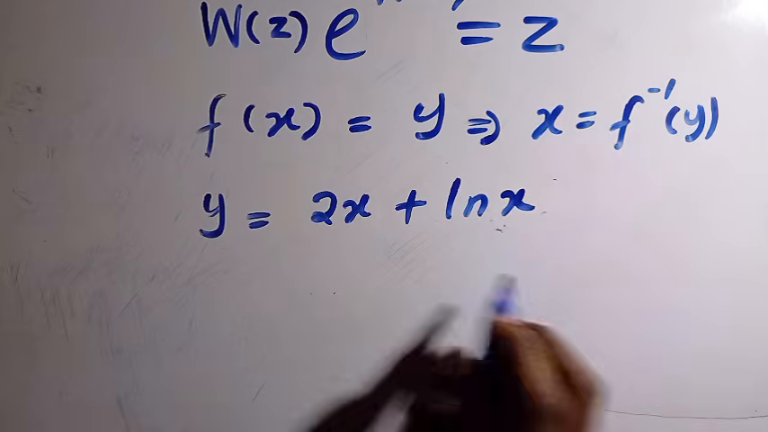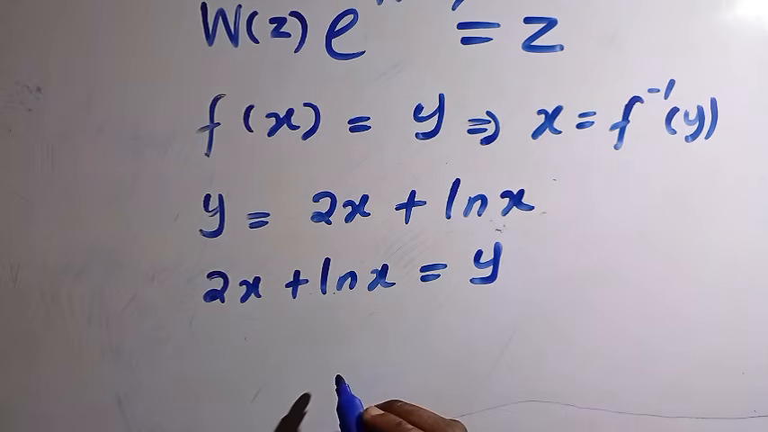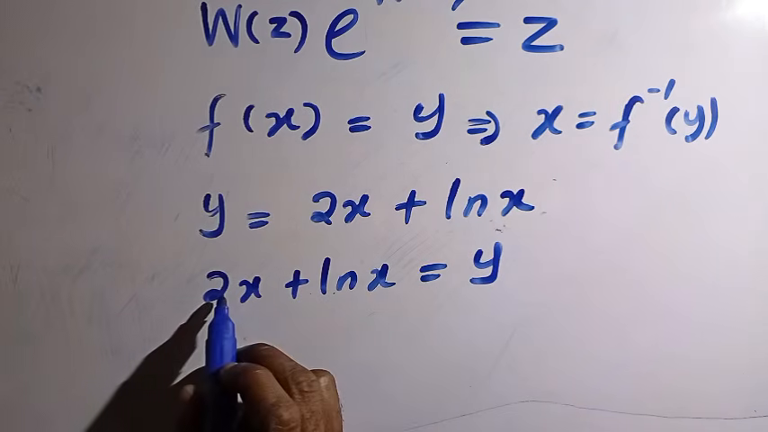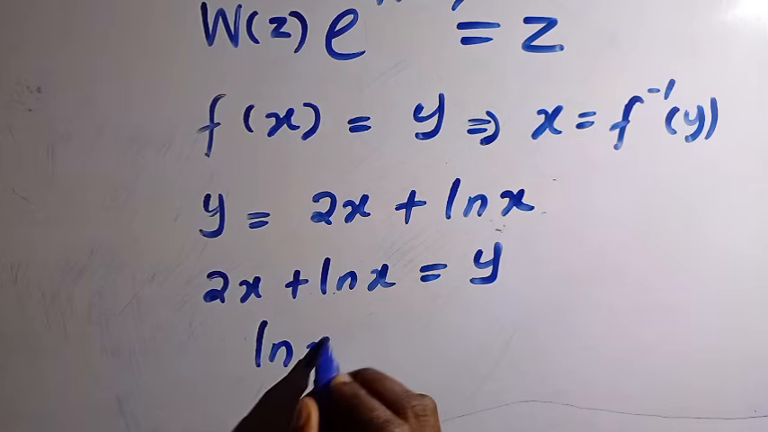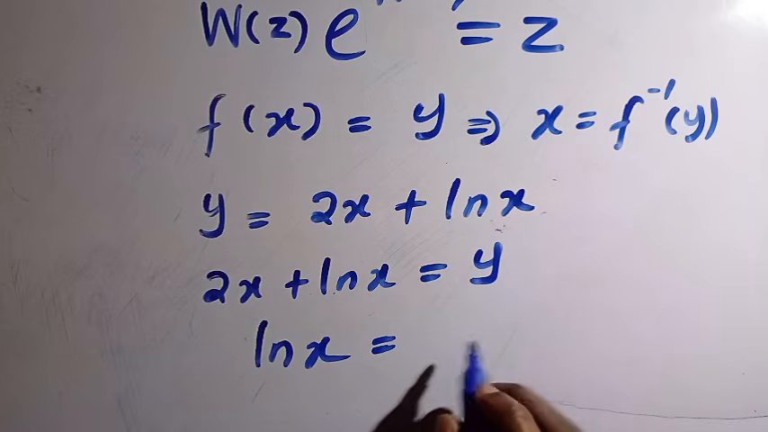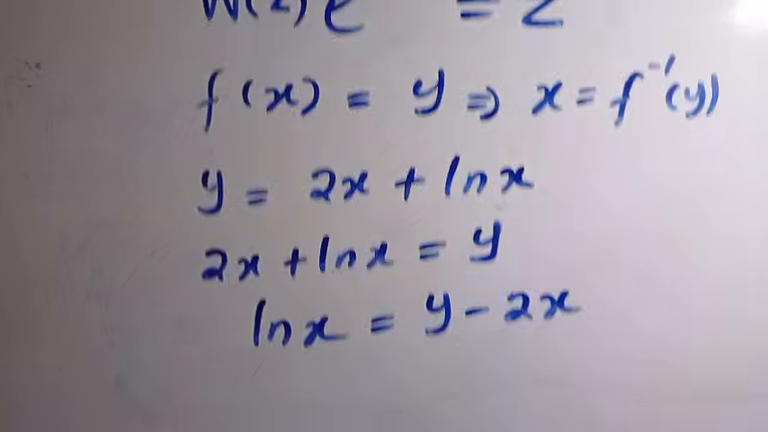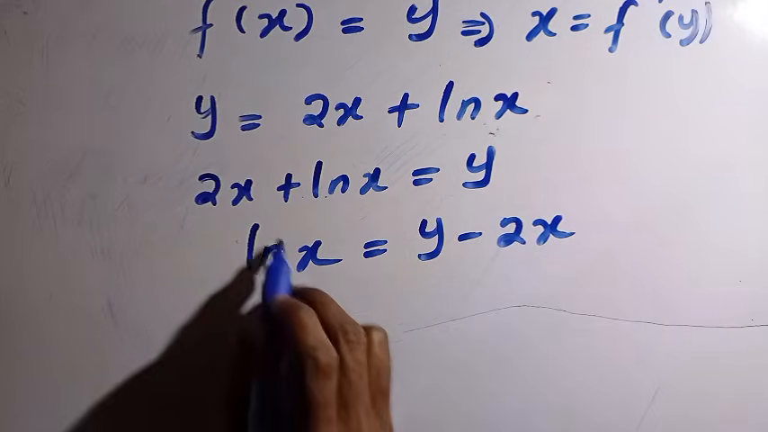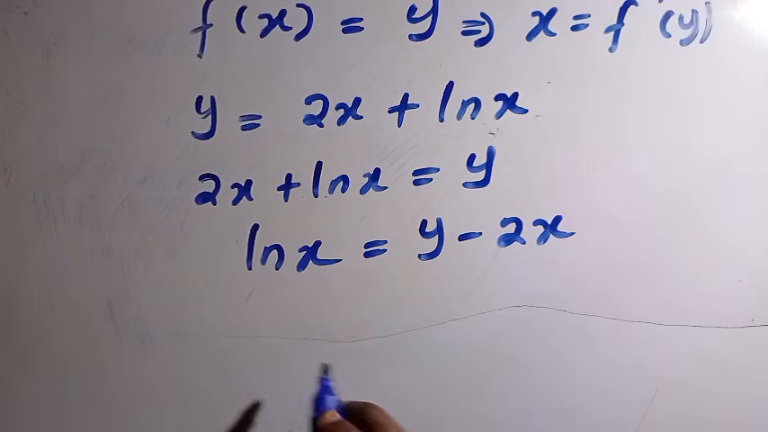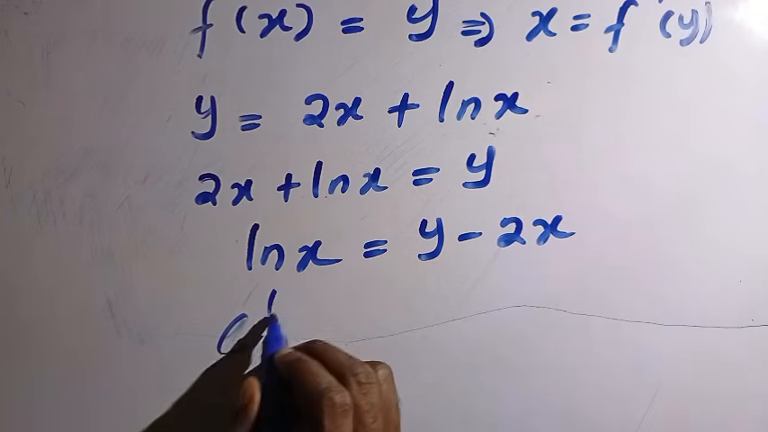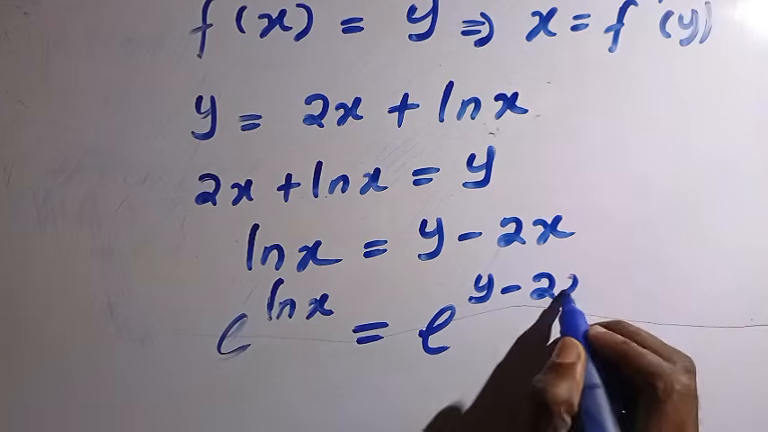So if I write this as 2x plus ln x equals y, then let me take 2x to the other side, and we have ln x equals y minus 2x. Next, I want to get rid of the ln by introducing exponentials to both sides. So we have e to the power of ln x equals e to the power of y minus 2x.